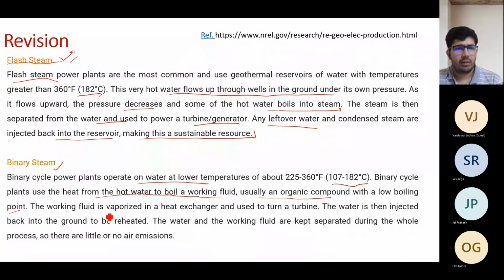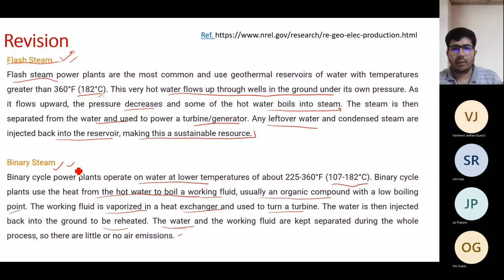The working fluid is vaporized in a heat exchanger and used to turn a turbine. The water is then injected back into the ground to be reheated. The water and the working fluid are kept separated during the whole process, so there are little or no air emissions. So these are the binary system. Basically, three types of system we have covered: dry, flash, and binary.